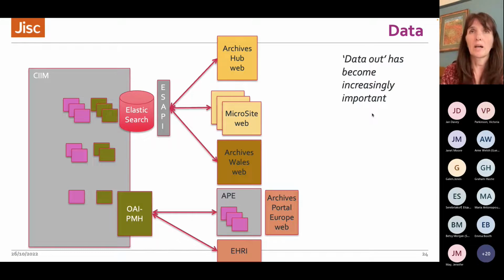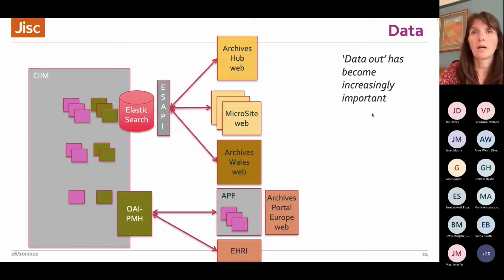So in fact, going back to what I said about the Distributed Archives Hub, we now can provide those local interfaces to our contributors. We call them microsites, and we use the API for those as well. So we do provide that, even though the service is centralized.